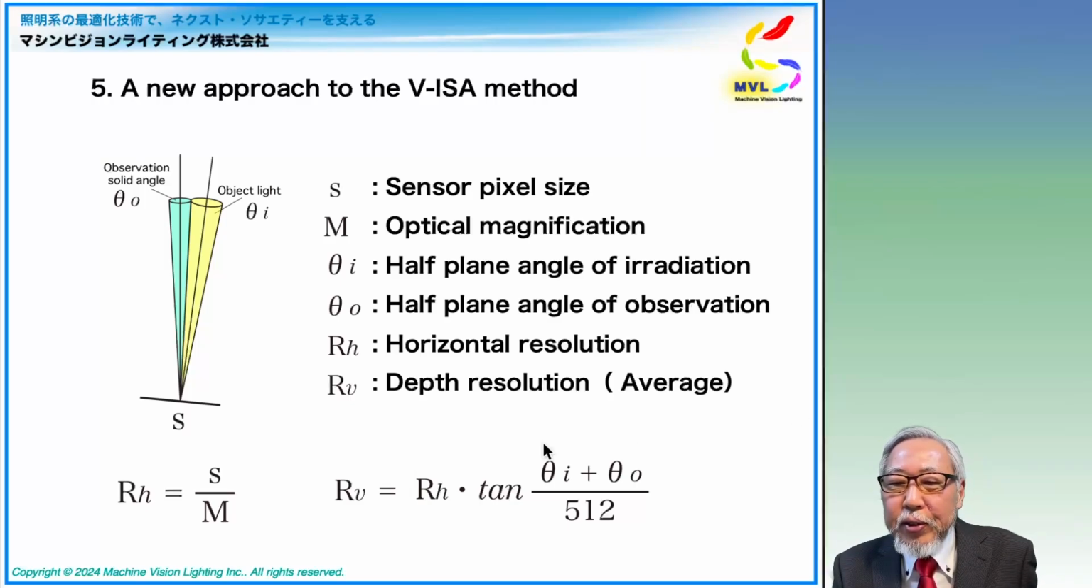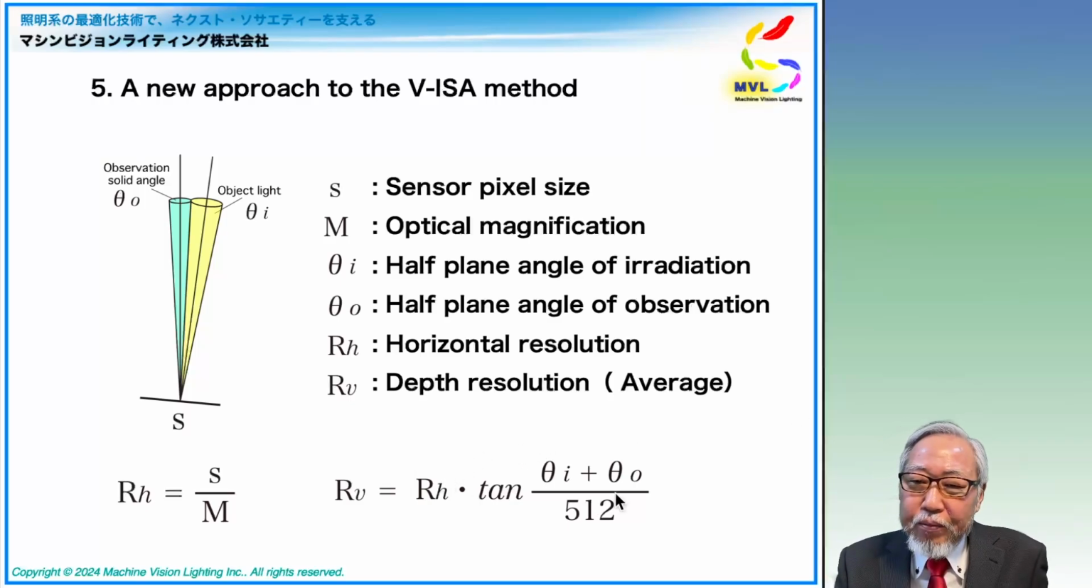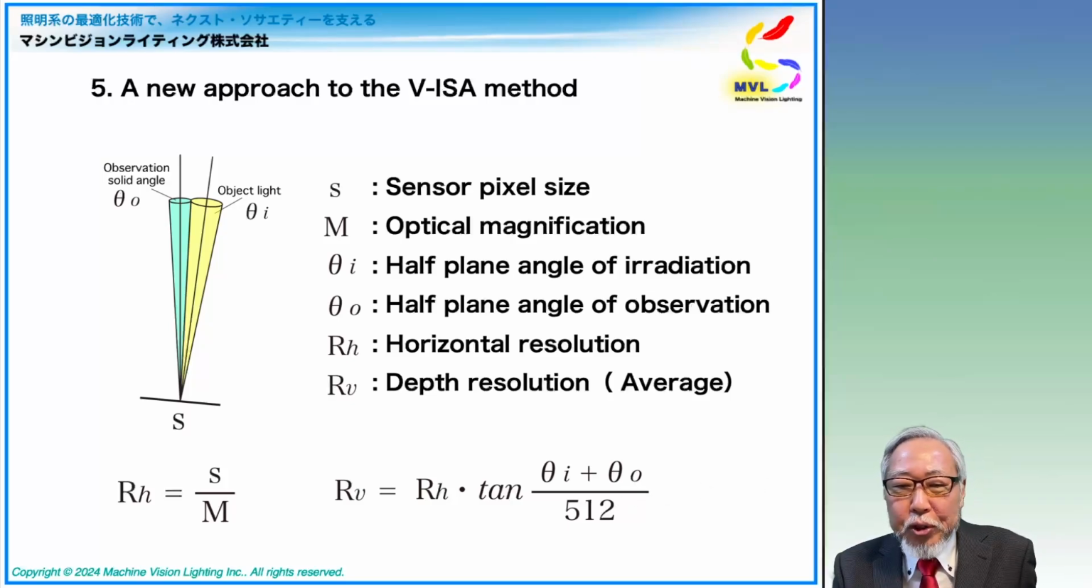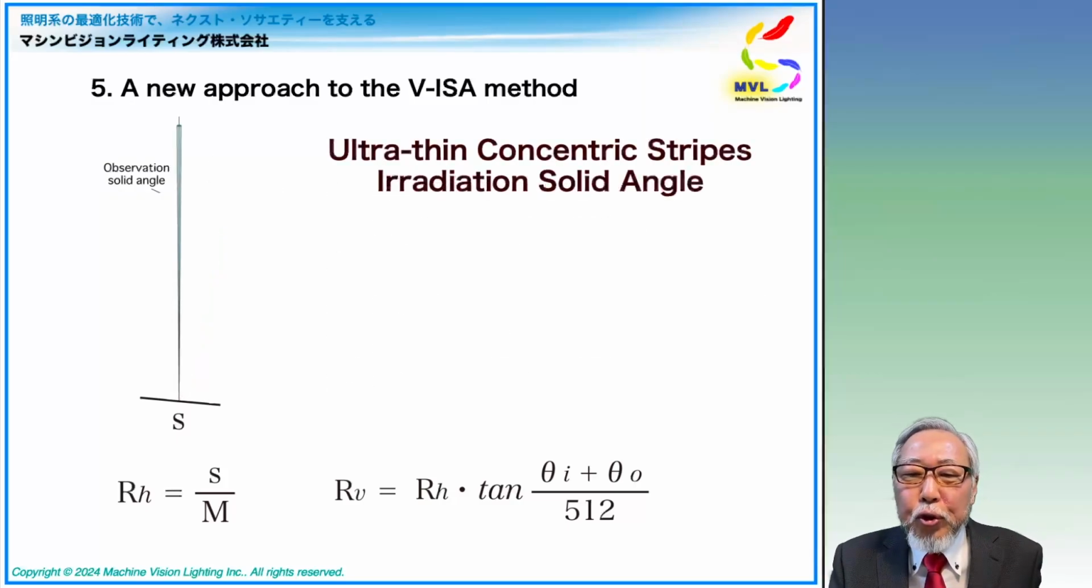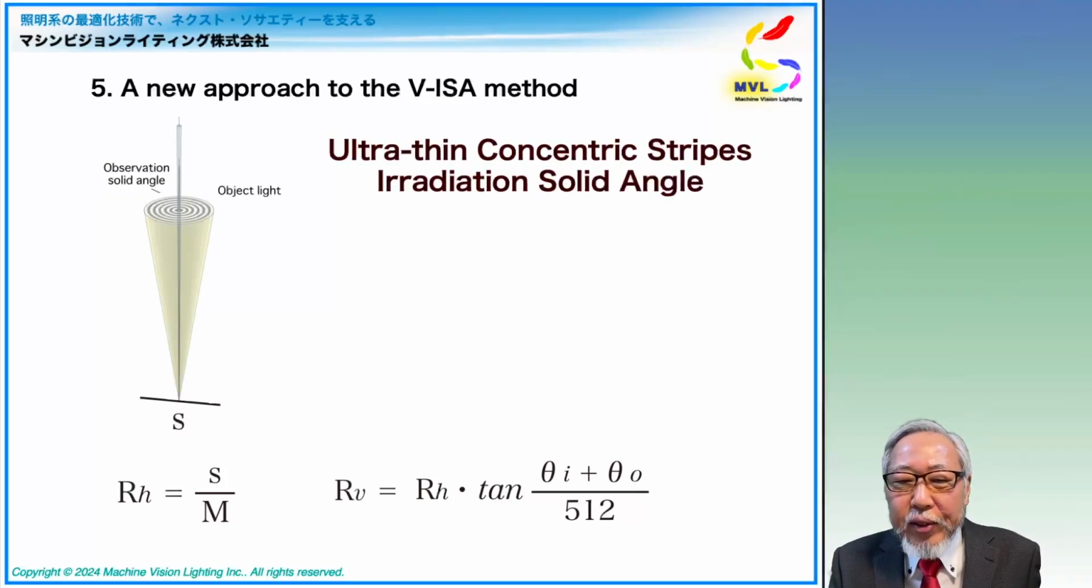if you increase it too much, if the subject tilts even a little, then the object light cannot be captured, so it becomes invisible. In addition, there is a diffraction limit. So, the ultra-thin concentric irradiation solid angle is truly a magical light that mankind has now acquired.